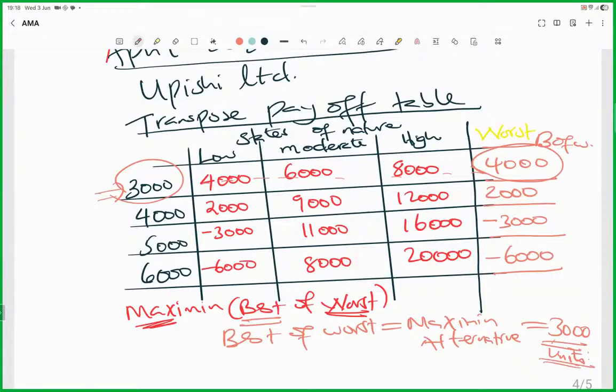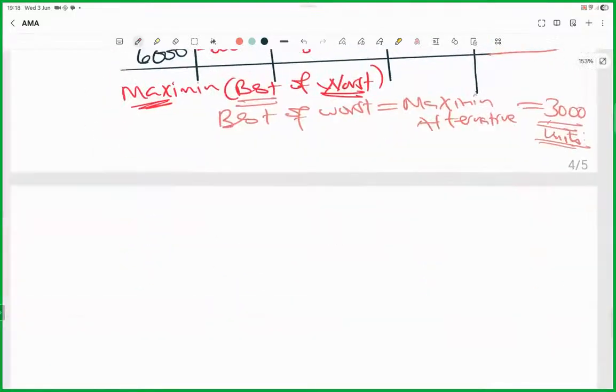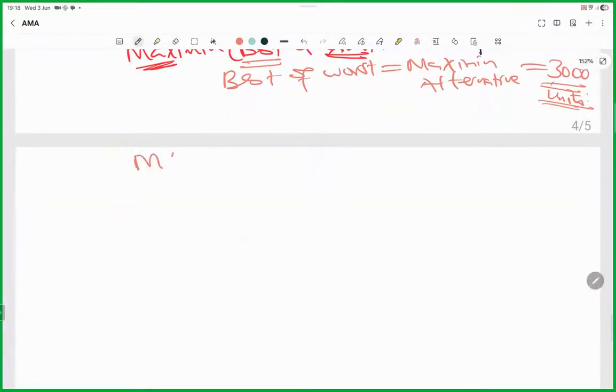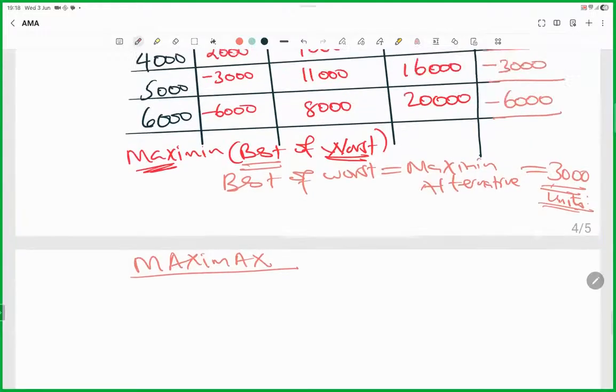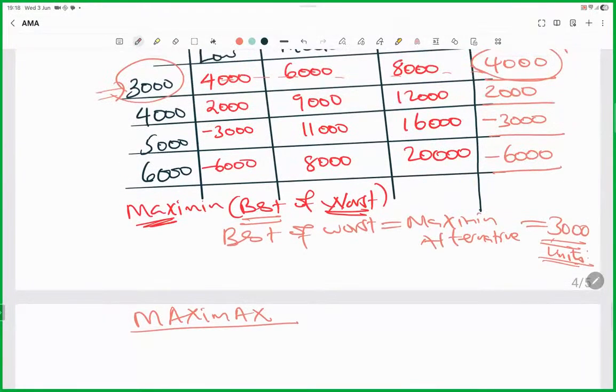Now, you see, unfortunately, most students in this kind of question will only answer the first component. And yet the question has got 2 parts in itself. So it is maximin and who? And the maximax, isn't it? So maximax, do you have it? 20,000.